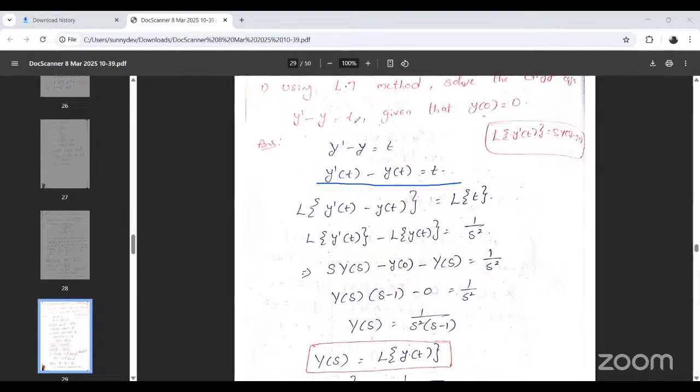Now apply the Laplace transformation on both sides. And we know that the Laplace transformation of y dash is s into y of s minus y naught, and the Laplace transformation of y of t is y of s. And the Laplace transformation of t, we have that formula: the Laplace transformation of t power of n equal to n factorial by s power of n plus 1. Okay, so this is the thing.